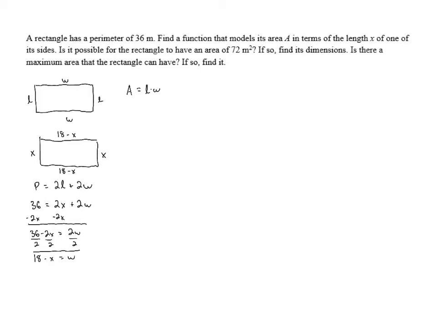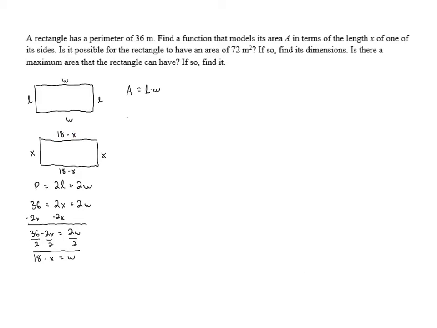Another way to think about this, if the perimeter is 36 meters, that means that half the perimeter is 18 meters. So if we look at the length and the width, that's going to be 18 meters in total. And if we've used up x meters for the length, that leaves us with 18 minus x left for the width. So there's a couple of ways that you could get to this conclusion, 18 minus x.